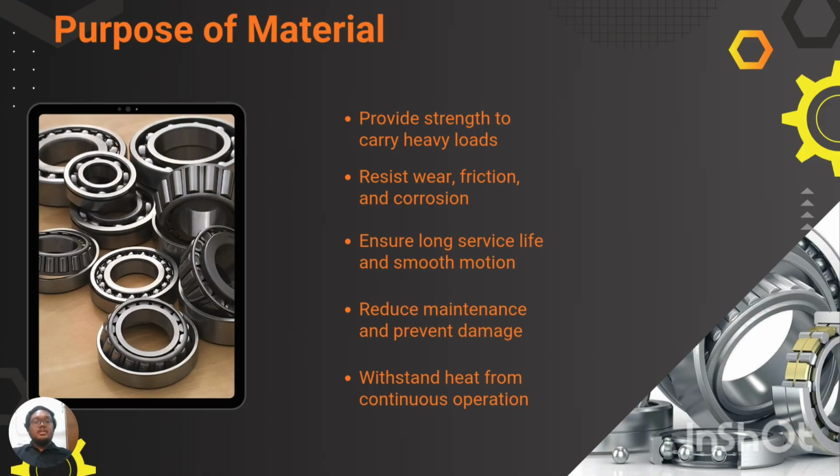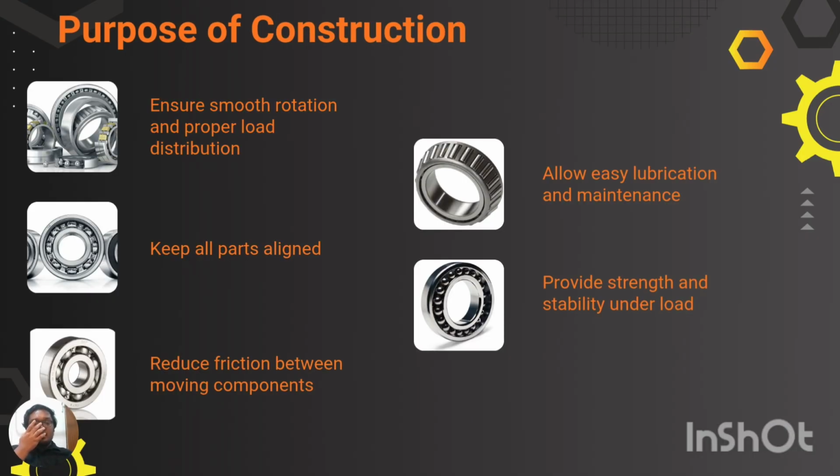Okay. Lastly is the purpose of construction. Number one, ensure smooth rotation and proper load distribution. Why we need to ensure smooth rotation and proper load distribution is because even load distribution can prevent one part from taking too much stress. That means it can cause cracks and damage if the bearing takes too much stress. And smooth surfaces and rolling elements reduce friction between the moving parts in the bearings.